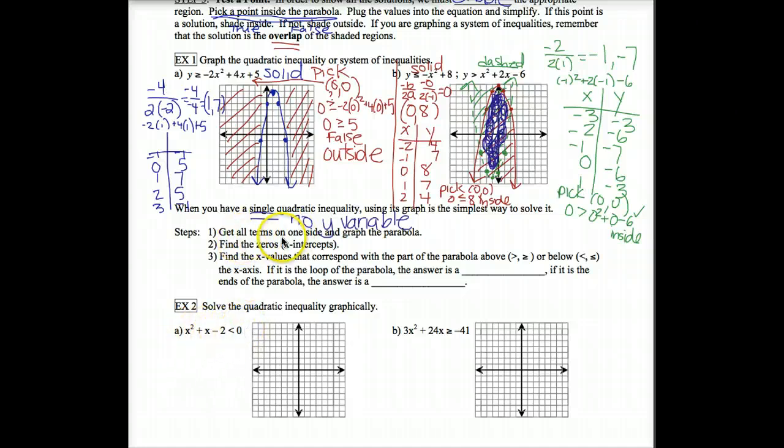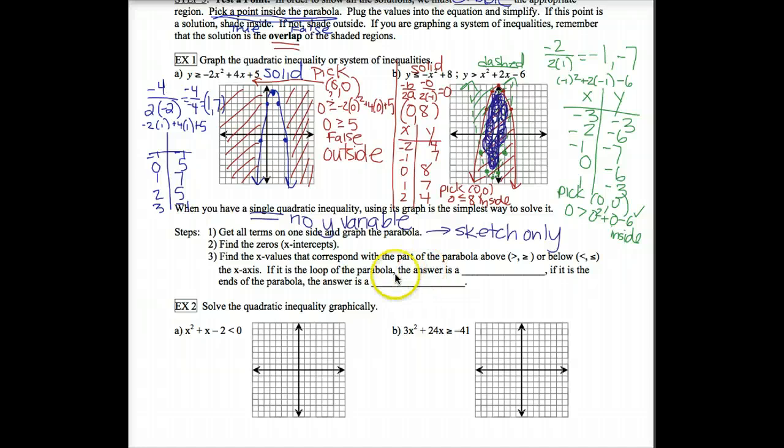First step is to get all terms on one side. Well, that's already done for us. So we're going to graph the parabola in our graphing calculator as if there were a y, but of course there really is not. So we're going to graph x squared plus x minus 2. And when you are graphing it, you do not need to graph the exact vertex and exact points. This is going to be a sketch only.